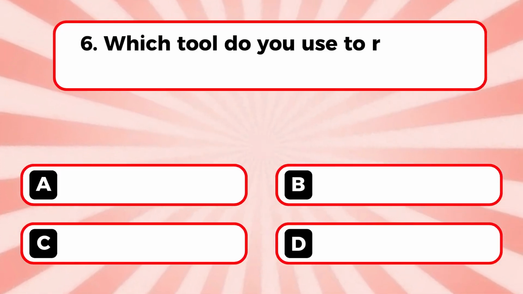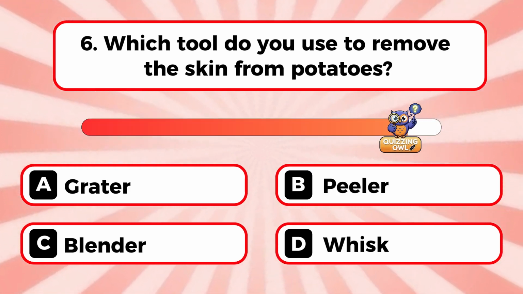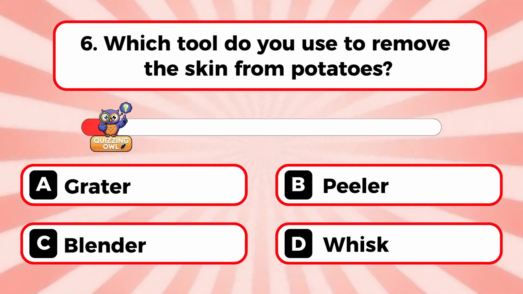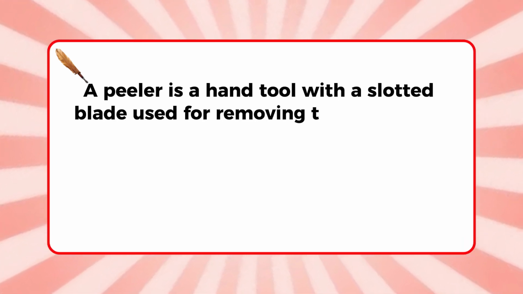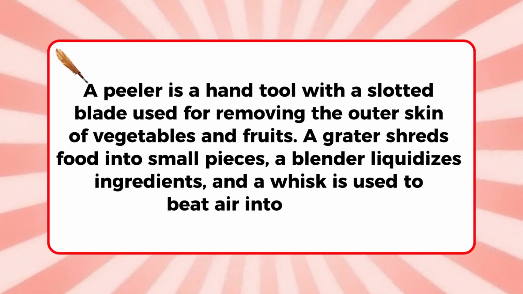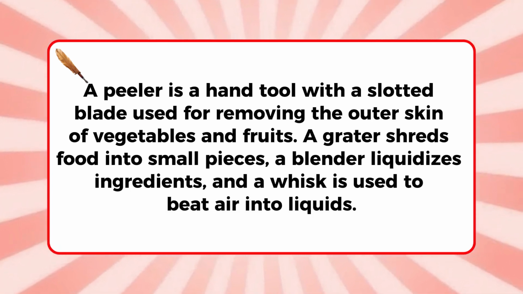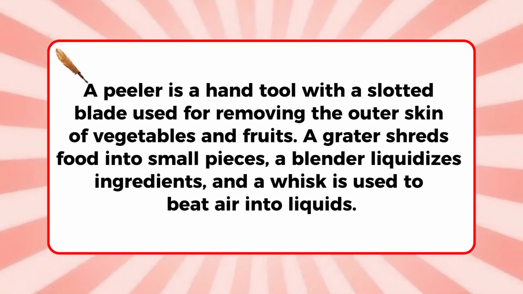6. Which tool do you use to remove the skin from potatoes? A peeler is a hand tool with a slotted blade used for removing the outer skin of vegetables and fruits. A grater shreds food into small pieces. A blender liquidizes ingredients. And a whisk is used to beat air into liquids.